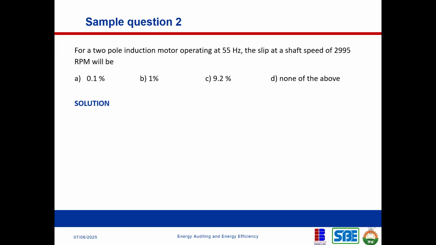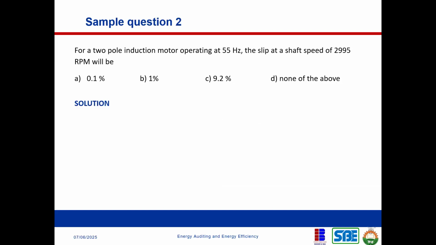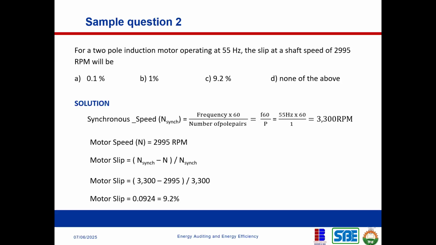So this is another sample question. I'm not going to do so much because this is a straightforward calculation, right? I don't want to do so much on this. The solution is here. You're going to get this. You can see that the motor slip is as high as 9.2%. So the higher the motor slip, the more inefficiency you have in the system.